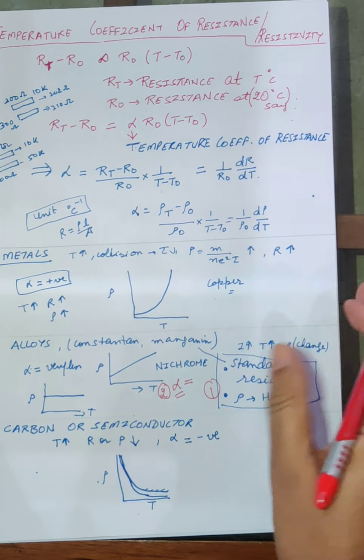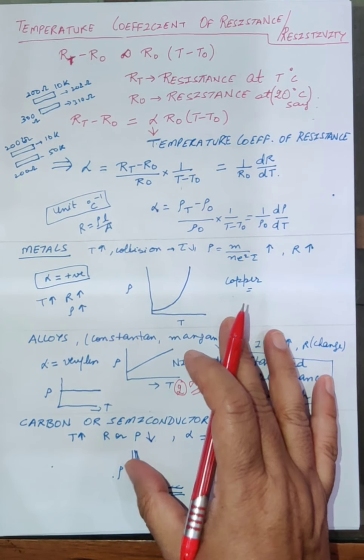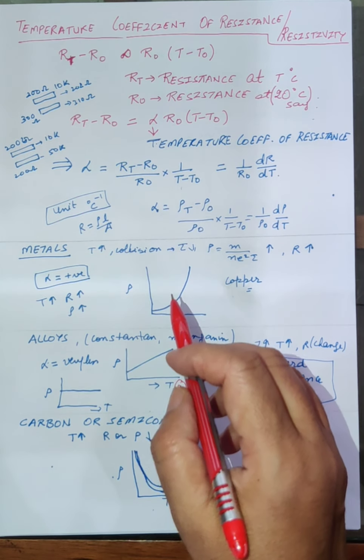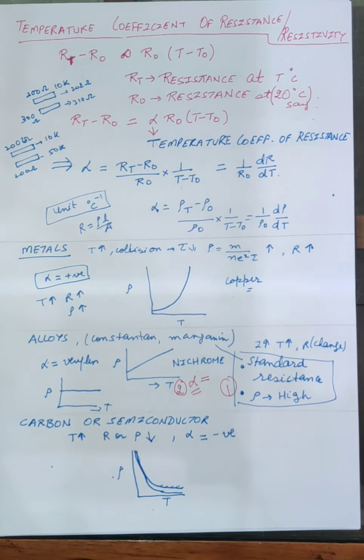So this class, children, is important for your 1 markers, from your board point of view and for your viva. Thank you.